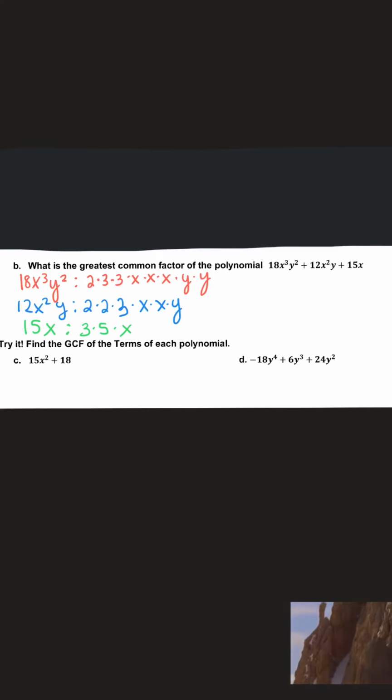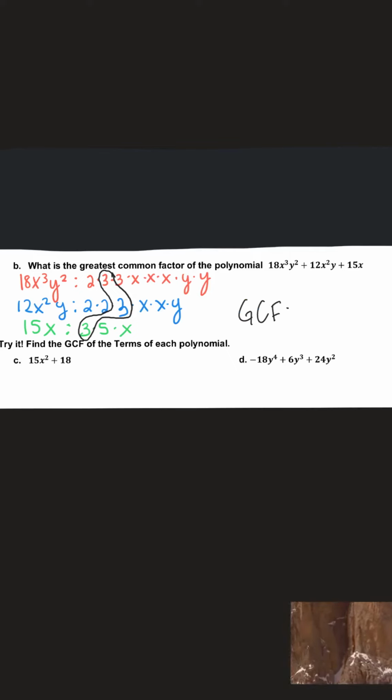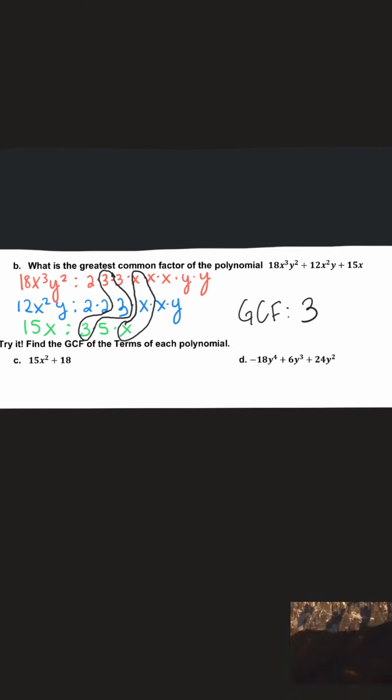Now I'm going to go back and circle what they have in common. And sometimes it's going to get a little messy, and that's okay. So I see that they all have a 3 in common. That's all that they have in common. So I'm going to keep that 3. And then the next thing I see that they have in common is the x. So my GCF is going to also have an x.